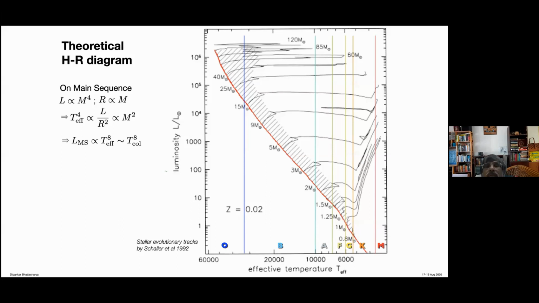So this is how the stars which are held by thermal pressure can be described.